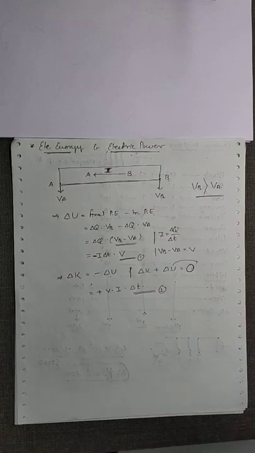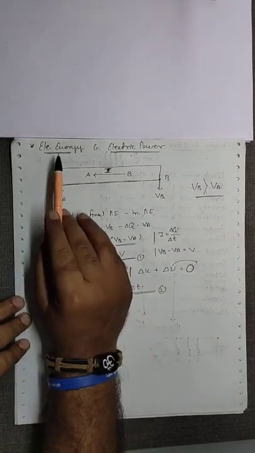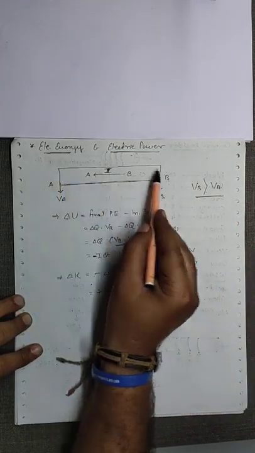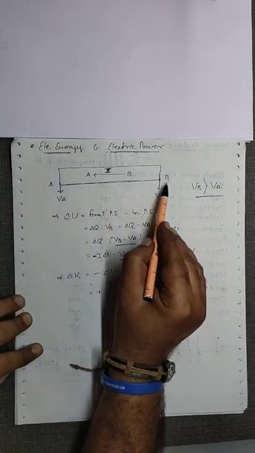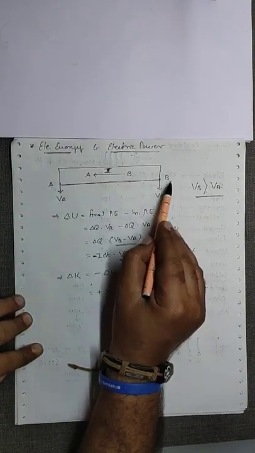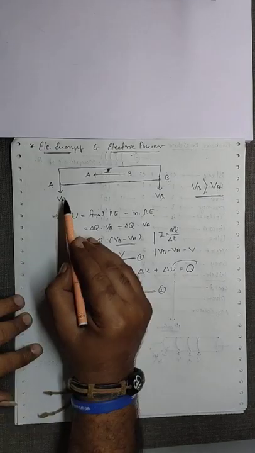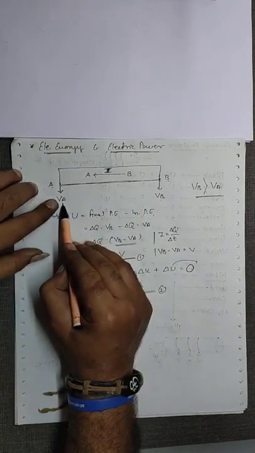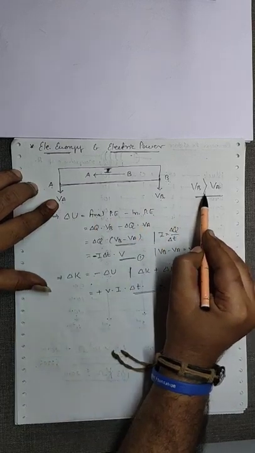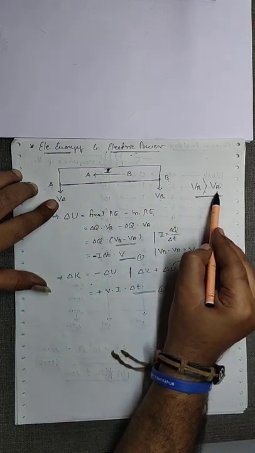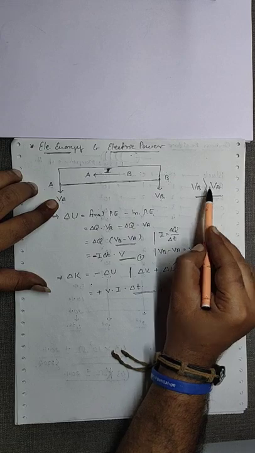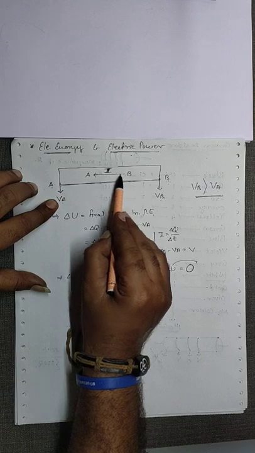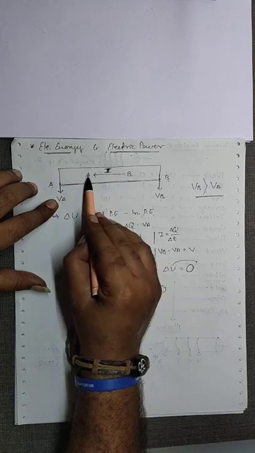Okay, so once again let us see. Take a conductor with two ends A and B, with electric potential difference VB minus VA. Why? Because VB is more than VA. Point B is at higher potential, so electric current will flow from B to A.